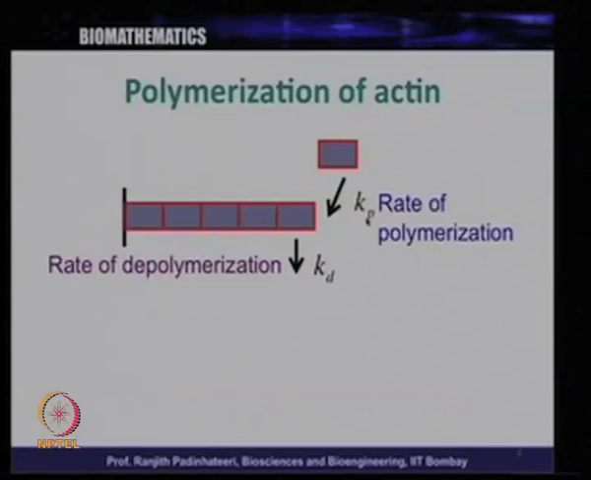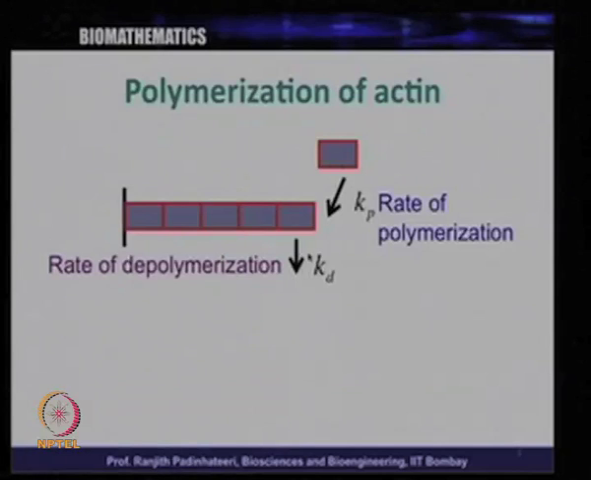So, what does it mean? Rate means events per second. Rate is something like 1 over time, it is like per second. K p is 10 means 10 monomers, 10 units will be added per second. K p equal to 10 per second means 10 monomers will be added per second, and K d is, let us say, 5 per second, which means that 5 monomers will on average be removed every second.